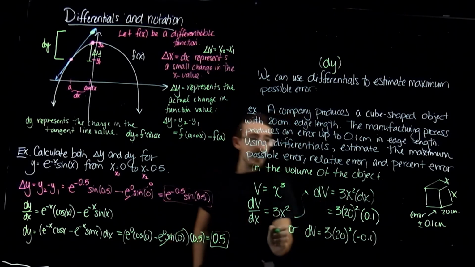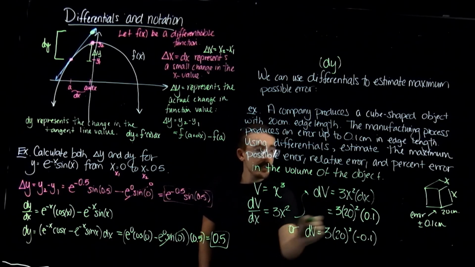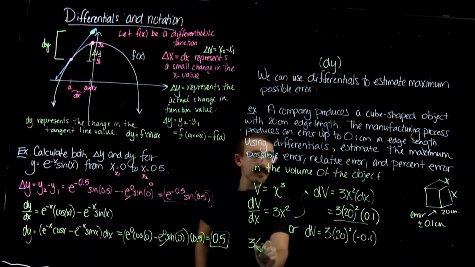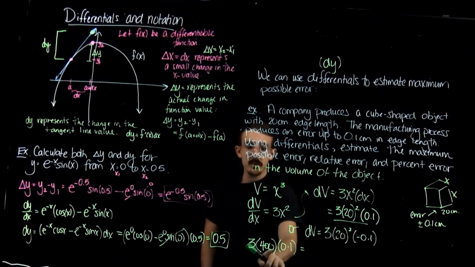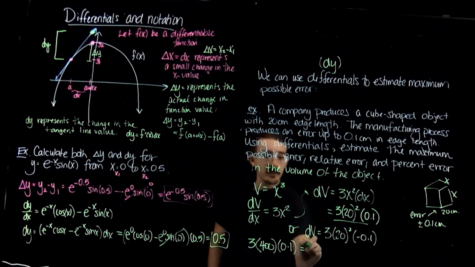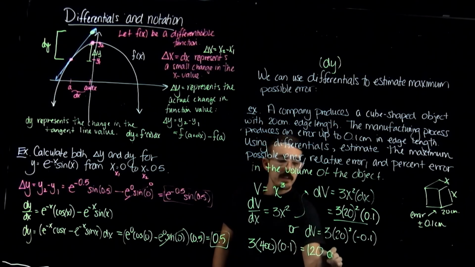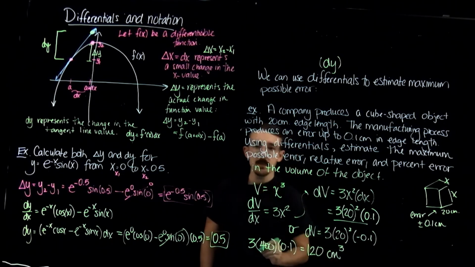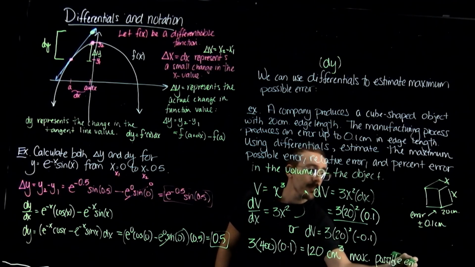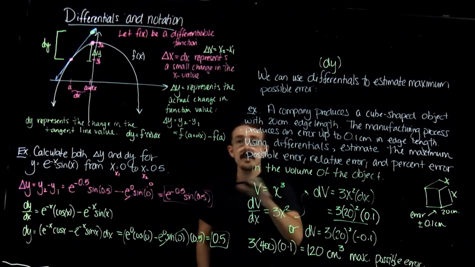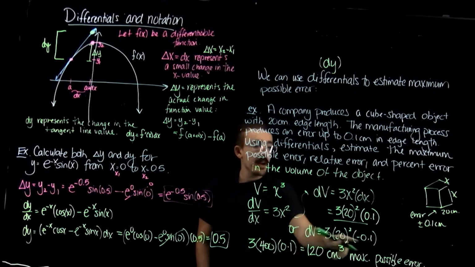So let's just simplify this top one. So if we take this one, we have 3 times 20 squared, which is 400, times 0.1. 0.1 times 400, I'll move the decimal over to get 40, times 3 is 120 centimeters cubed. That would be our maximum possible error. And I could go the other way as well. I could be under by negative 120 centimeters cubed.